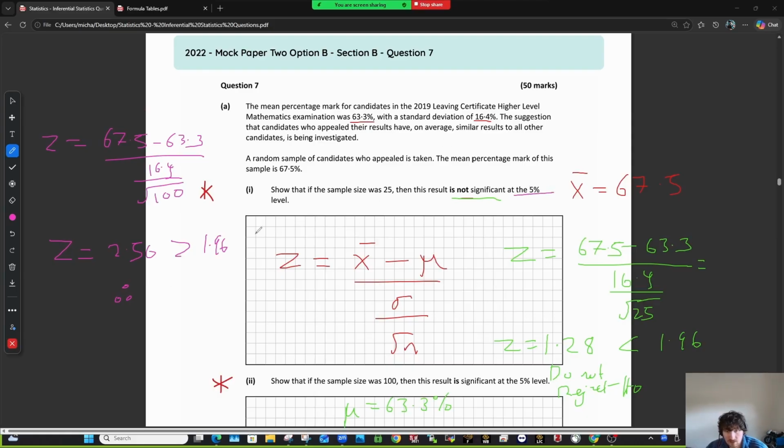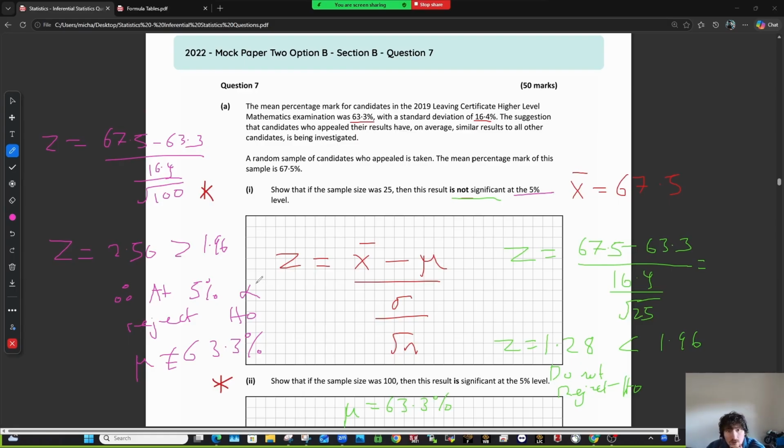You would have to state this as well. At the 5% level of significance, that's where the 1.96 comes from. At the 5% alpha, alpha stands for level of significance. Here we would reject H0. And what does that mean? That means that mu no longer equals 63.3%. So the conclusion, in basic words, is that people who appealed the results on average got a higher result than those who didn't appeal.